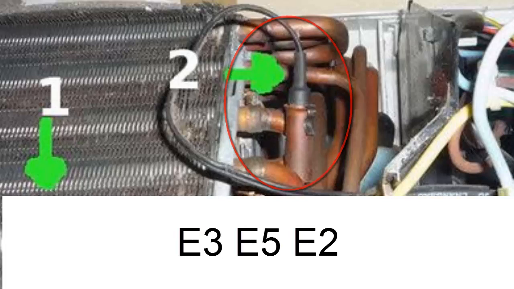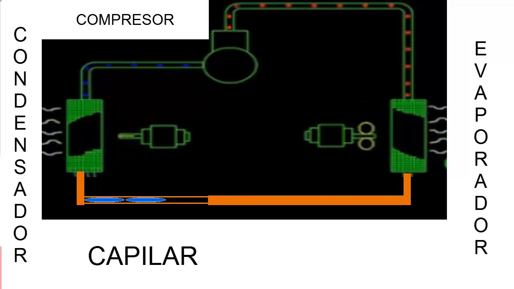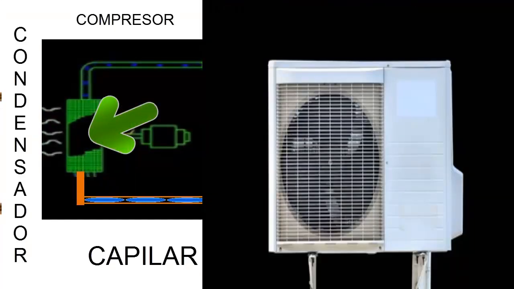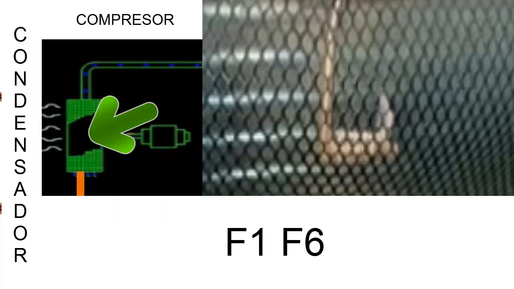But in addition to these two sensors, which are the ones that we will find more often, we can find other types of temperature sensors. At least we can find in the condenser a sensor that measures the temperature of the air that passes through the condenser. When this sensor has problems, we will find error F1 and error F6.